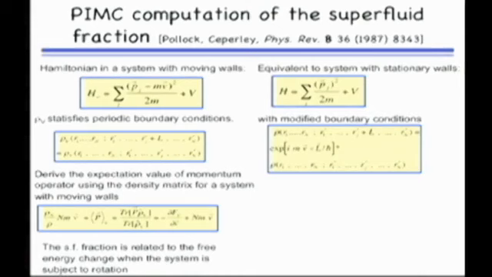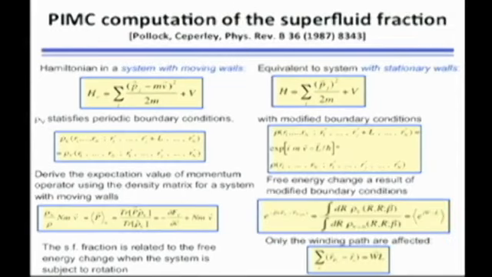You can do an equivalent system where you change it to stationary walls, and now you basically have the original Hamiltonian, but you have to modify the boundary conditions. So rather than changing the Hamiltonian, you have stationary walls, you're rotating with the system, and you change the boundary conditions. If you have a system in periodic boundary conditions and you walk around the whole cell, you pick up a phase factor that's related to the velocity. So now you can compute the free energy difference between a rotating and a non-rotating fluid.